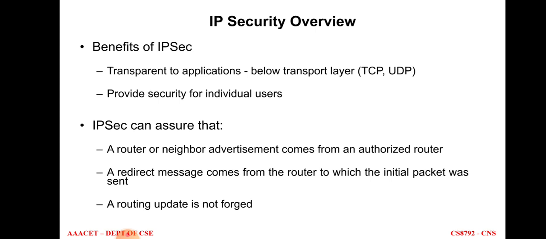And by using IP security, we can ensure some concepts. First one, a router or neighbor advertisement comes from an authorized router only. Second assurance is that a redirect message comes from the router to which the initial packet was sent. Next one is that the routing update is not forged, which means it is not a forgery by anyone. These are the assurances given by the IP security concept.